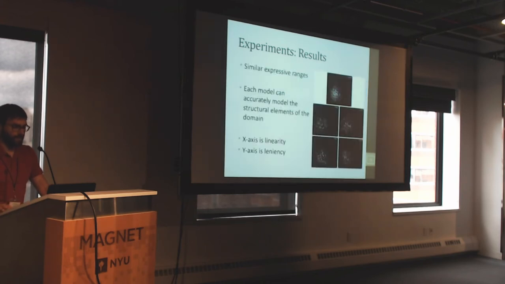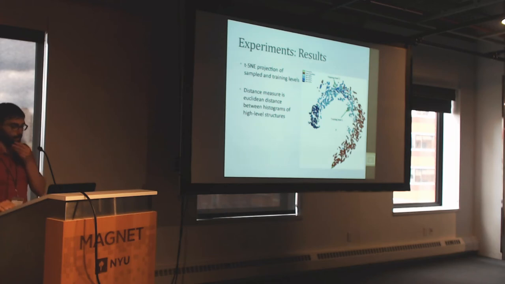If we look at the linearity and the leniency of the maps, these are heat maps where every pixel is a sampled map. If we compare the standard approach with a single layer and the four different maps with different paths, the range of expressiveness that we can find is pretty much the same. So we are still keeping the expressive range of the maps that we were able to generate with the first approach.